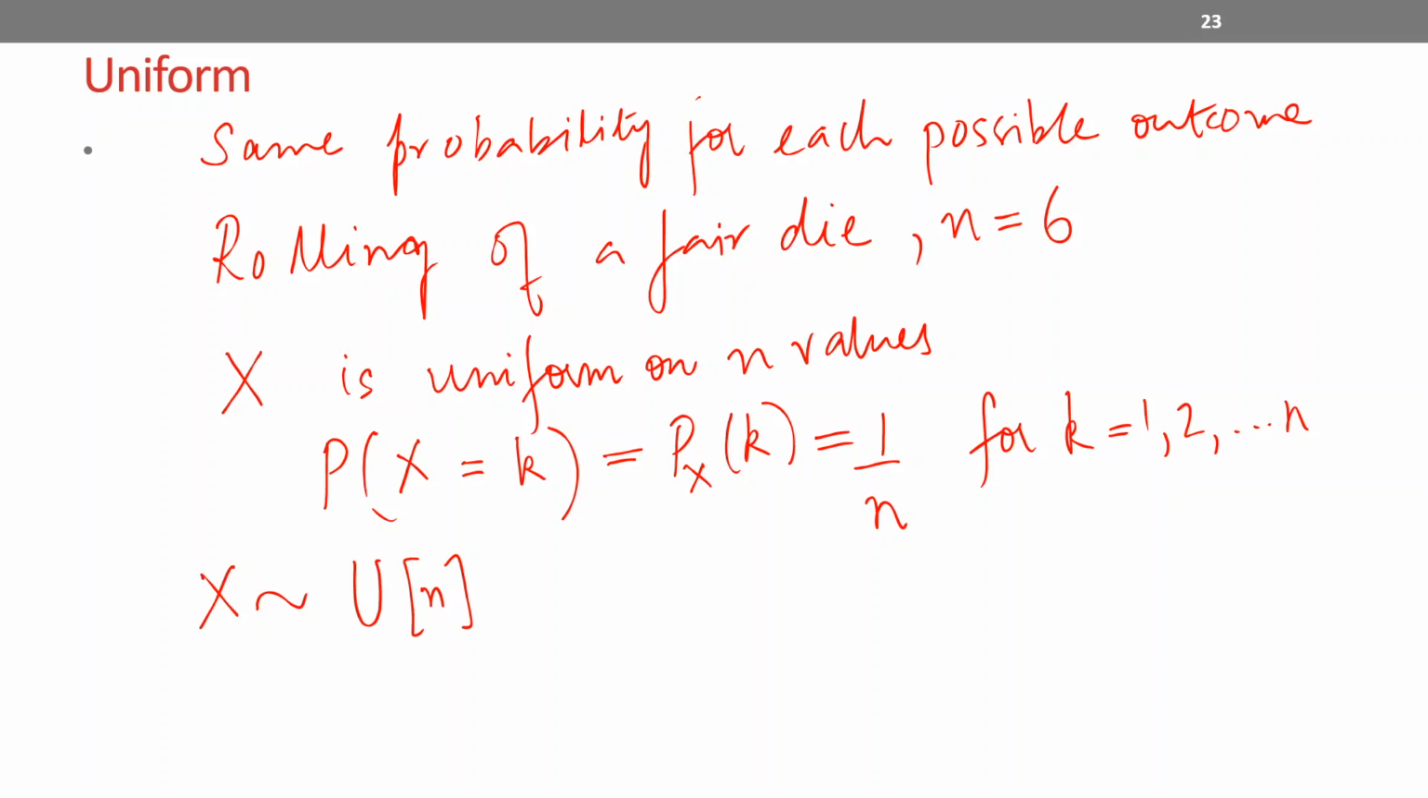We can also verify that the sum of the PDF, n terms each equal to 1 over n, is 1, and so the sum of the PDFs is 1. So that should be valid for all PDFs. Okay, so this is simple.